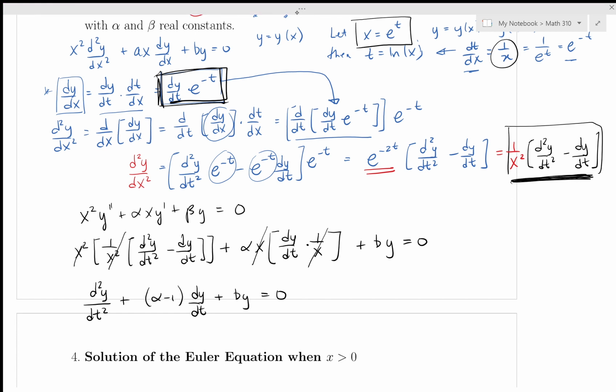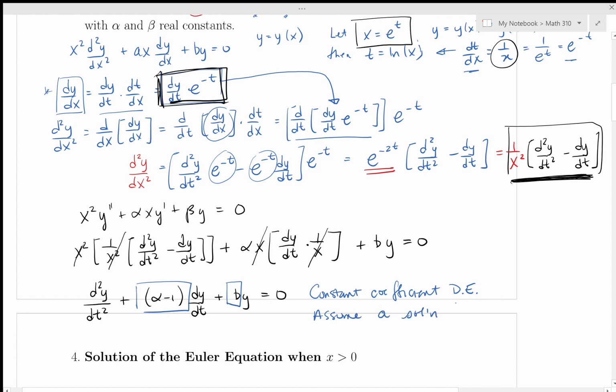And we know already how to solve these. That is the good news. Okay, so this thing here is constant. This thing here is constant. So we now have a constant coefficient differential equation. It's homogeneous with constant coefficients. We assume a solution e to the rt. We've been doing this for a long time.